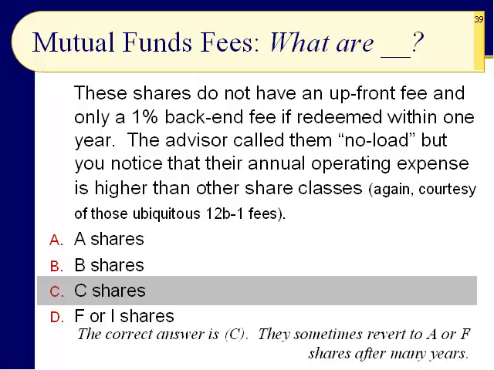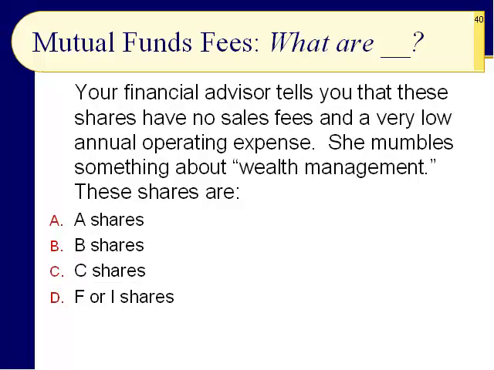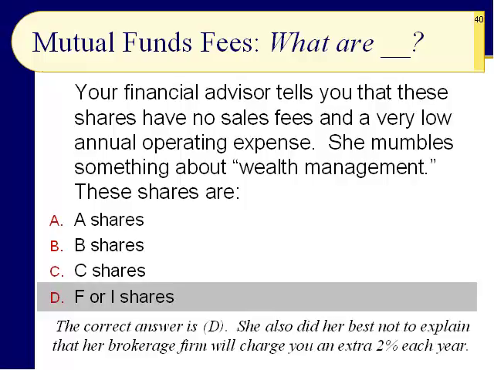And then slide number 40. Your financial advisor tells you that these shares have no sales fee, very low annual operating expense. She mumbles something about wealth management. These are the A, B, C, or F or I? Right, these are the F or I shares. She also did her best not to explain to you that her brokerage firm will charge you an extra 2% each year, but they'll send you a bottle of wine on your birthday and take you to the golf course, and so everybody will be happy.